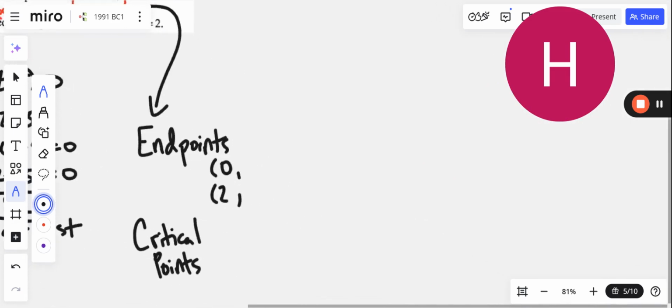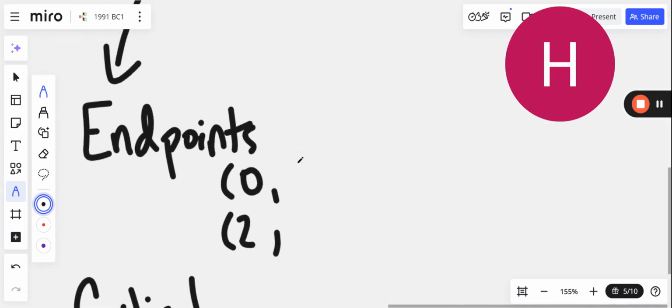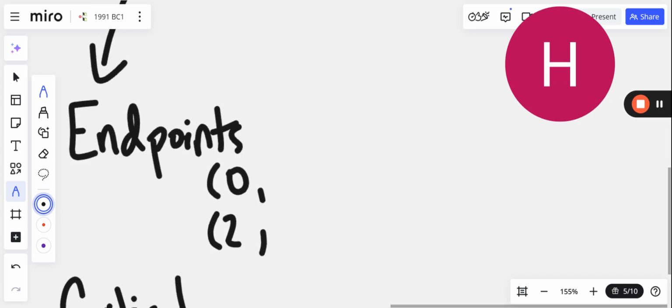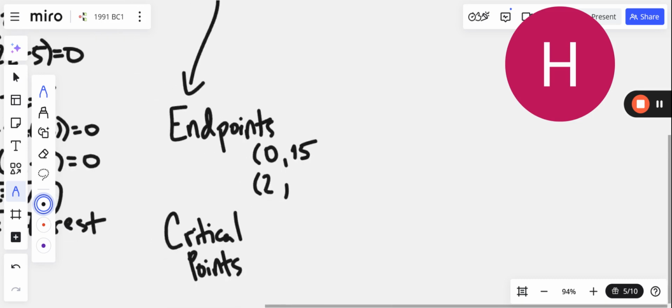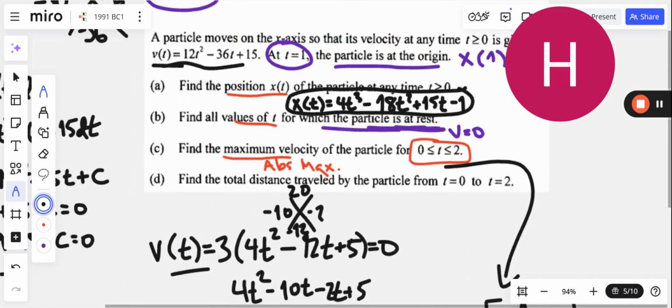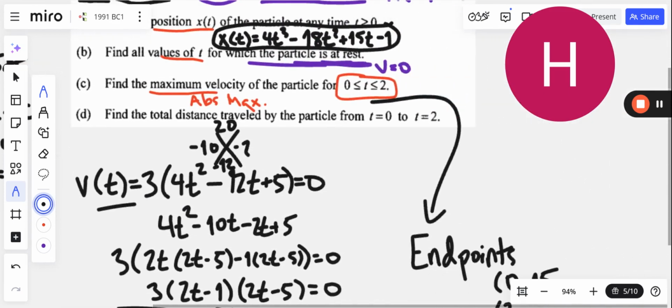Let's first check the endpoints by just plugging them in. You can plug it into the factored form, or you can plug it into the raw form up on top. Either way, you're going to get 15 when you plug in a 0, because 0 squared is 0, 36 times 0 is 0, plus 15. And remember, we're plugging this into the velocity, not the position. We want to know about the velocity. So even though part A had us go backwards into the position, we don't really care about that. We care about the velocity here.